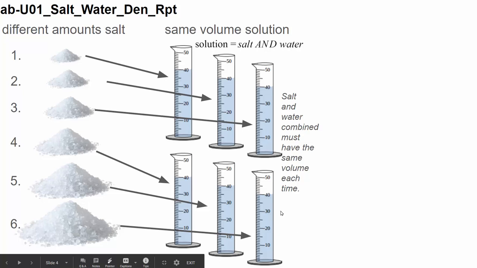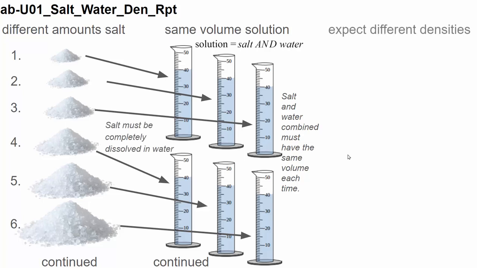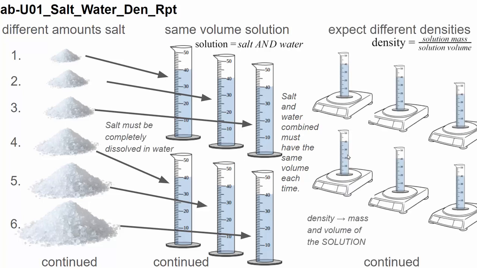The one thing you don't want to do is to have an amount that goes all the way up to the very top marking, because sometimes it's hard then to actually figure out that you're right at that marking. Okay, you really should stay below that top marking. Salt, water combined should have the same volume each time, and that's the tricky part. Okay, and then once you find the volume, then you can find the density of each of those. Okay, and you divide the mass by the volume to get density.